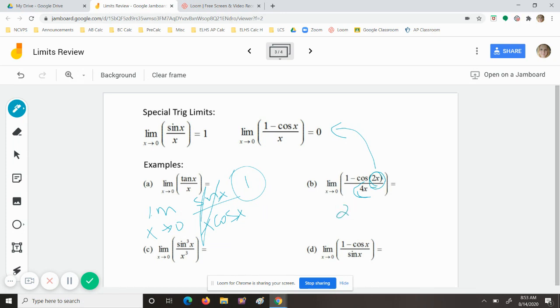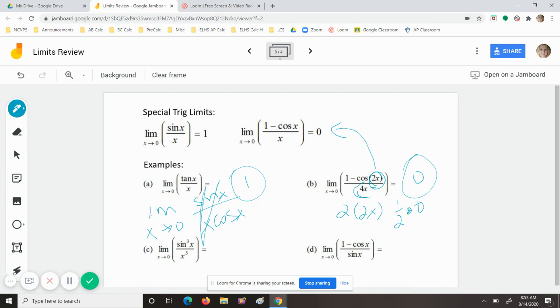Well, we could rewrite 4x as 2 times 2x. And now notice we would have 1 minus cosine 2x over 2x. We know that part is 0. So we have 1 over 2 left. And then we know this other piece is 0. 1/2 times 0 gives us 0.